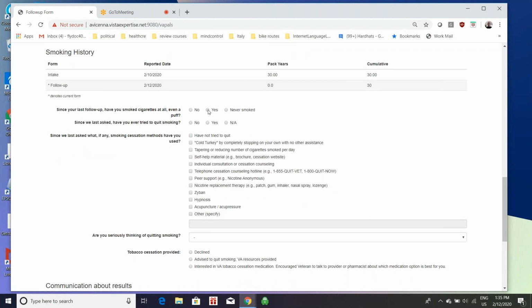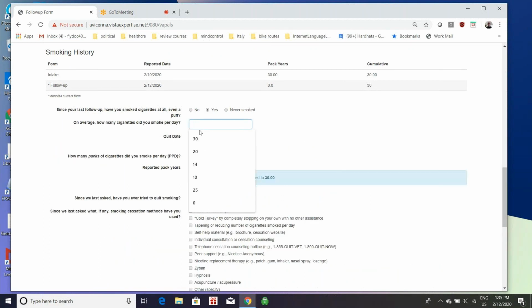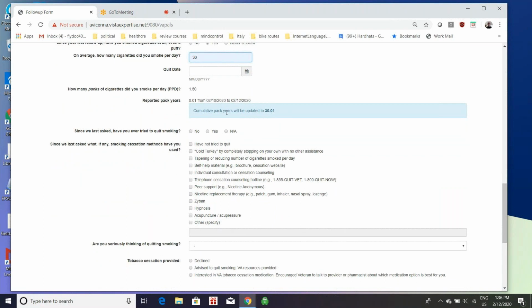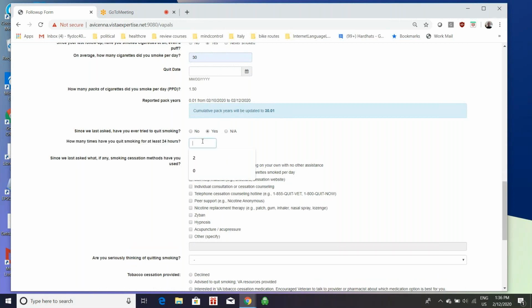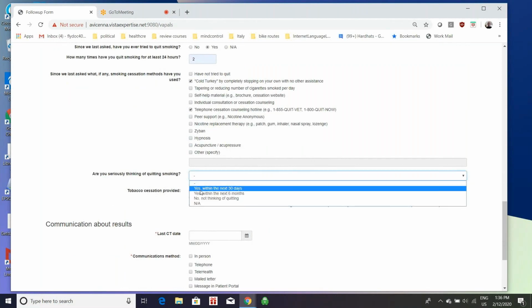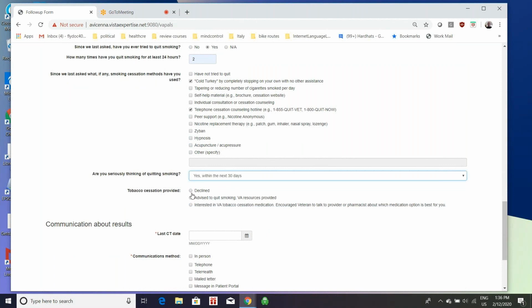Well, let's just say yes. And then see, this is where it's going to ask about that. How many did you smoke a day? And if there was a quit date, and let's just say there isn't. And you'll notice that doesn't have too much, but next time that we go to a table like this, instead of saying 30, it's going to say 30.01. So you try to quit smoking, let's say yes. Oh, maybe we've tried twice. Maybe we did a cold turkey, and maybe we did a telephone hotline. And yeah, I'm thinking about quitting.